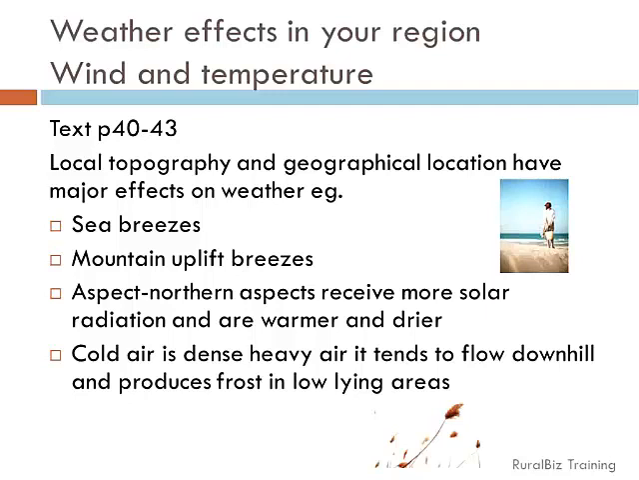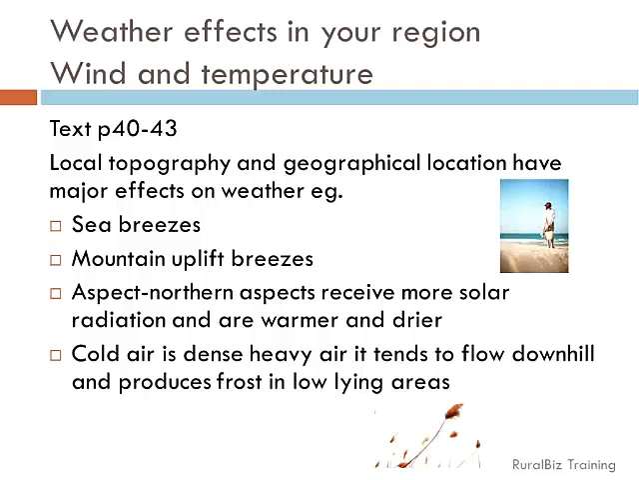So how do the weather effects in your region go as far as wind and temperature? Local topography and geographical locations have major effects on the weather. For example, sea breezes. Areas where I live rarely get above 32, 34 degrees in summertime because of the cooling sea breezes. The sea breezes, however, don't penetrate very far inland, and you don't have to get as far as the mountains for the sea breezes to completely dissipate.